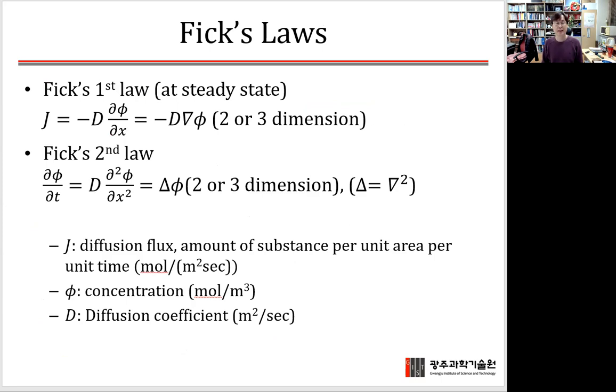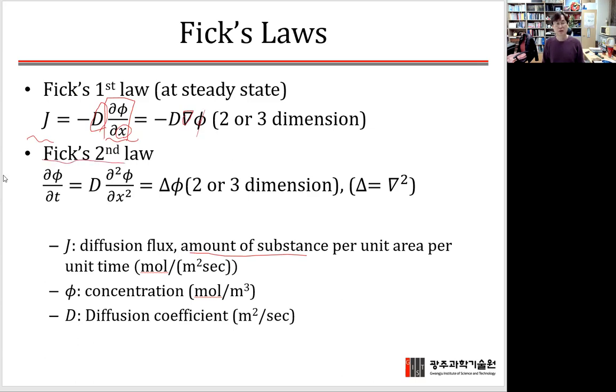At steady state, J, which is the diffusion flux, in other words the amount of substance per unit area per unit time, can be described as minus the diffusion coefficient times the concentration change along x. This one is for the one-dimensional case. But if we expand this to 2 or 3 dimensions, then we need del of phi.